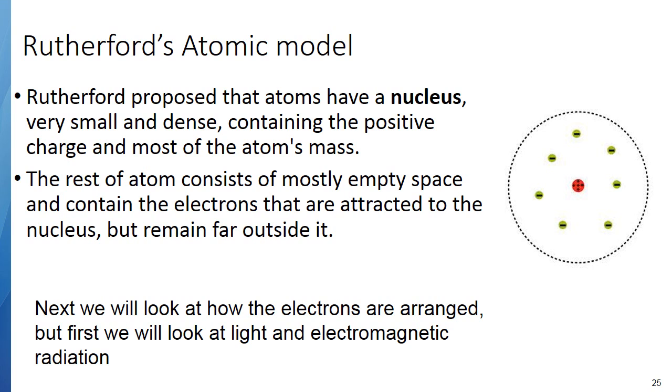So that's where the protons are. And since most of the alpha particles went straight through, he was able to determine that most of the atom was empty space, and the electrons were found in that empty space. So in just a minute, we're going to talk about how electrons are arranged. Actually, we'll look at them just briefly in this unit, and then also some more in Unit 4. But before that, we're going to talk about light and electromagnetic radiation.